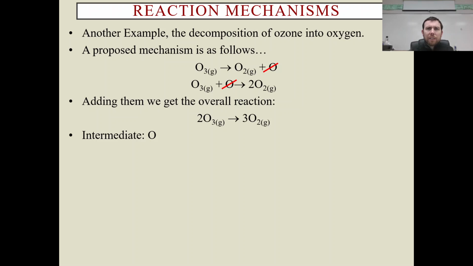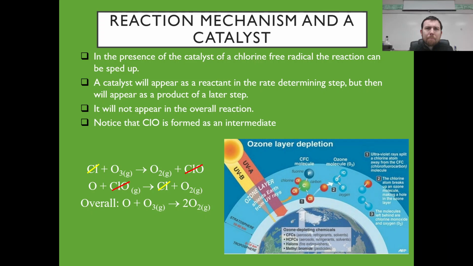The only other thing I want us to consider before I close out this video is that you can have mechanisms that have a catalyst in them. Remember what a catalyst is: it's something that's able to speed up the rate of the reaction in a given chemical process. It has been noted, like with ozone, for example, that in the presence of free radical chlorine, so chlorine that's just by itself, not diatomic chlorine, that reaction can be sped up.